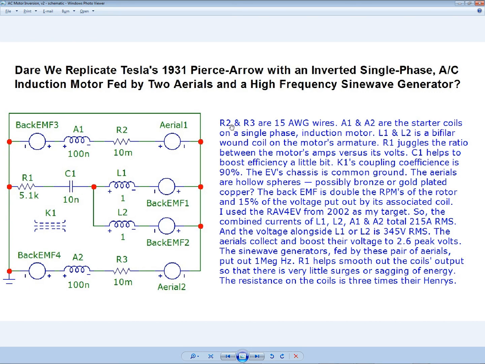Okay, continuing on. So R2 and R3, this here of 10 milliohms and this here of 10 milliohms, this is a very important part of this video. They represent a gauge of wire going from the sine wave generator to the starter coils, and that gauge number, that AWG number, is 15, because we want very little resistance. See, there's a very interesting thing, and it's backwards to what I thought originally, but now I've realized what is going on in this circuit.